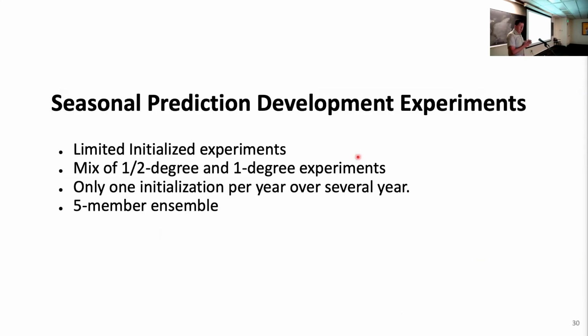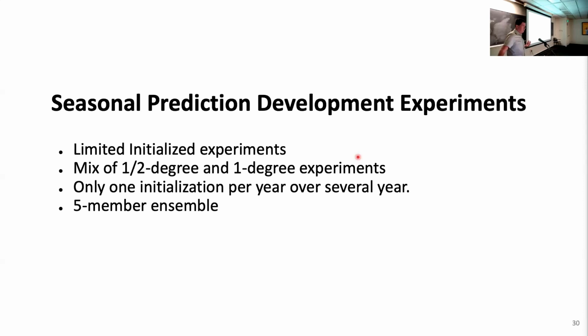So then, going into the longer time scales, this is where things are a little more limited in samples, and still ongoing, as we're looking at seasonal prediction experiments. And these are very limited. It's a mix of 0.5 degree and 1 degree experiments, and we're going to lower resolution because we have to run a 9-month forecast instead of a couple of weeks, so it just takes a lot more compute time. So you go to lower resolution to get it done in a reasonable amount of wall clock time.